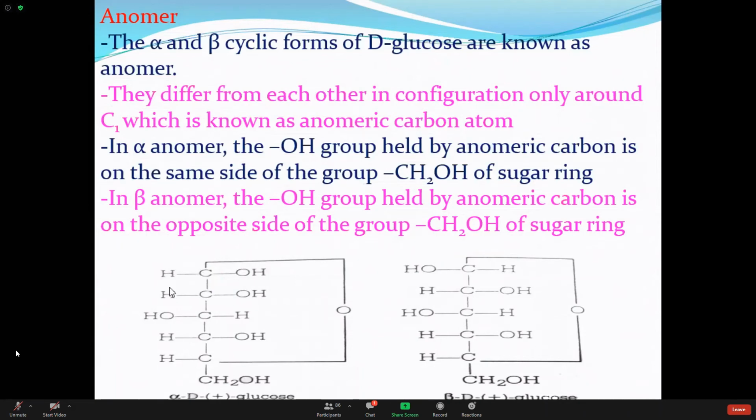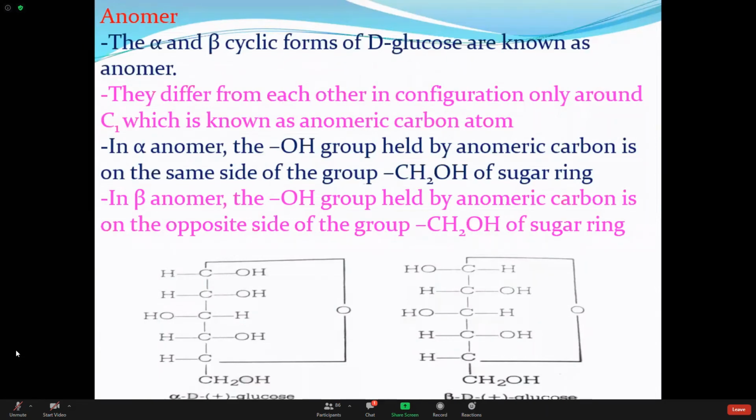I cannot tell this is a beta variety. In the beta variety, this OH and this CH2OH group are on opposite sides. Can you see the picture? Yes, we can. This is the opposite side. That's why this is called the beta variety of anomer.